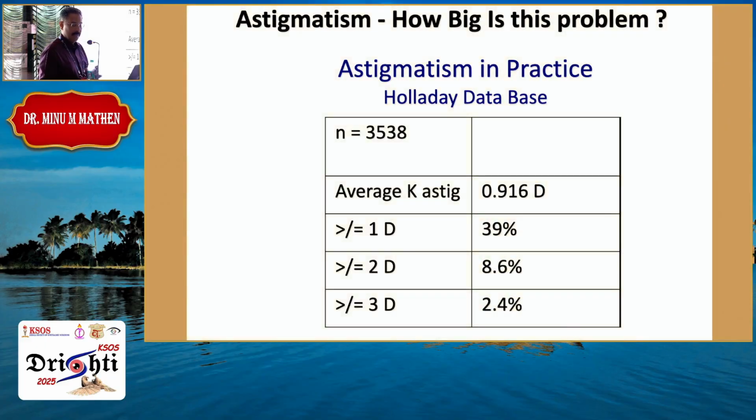So the problem actually is big. If you look at your K readings, you will definitely see that at least 80% of your patients will have more than 0.5. So we are talking about the refractive part of it. If you are talking about the refractive part, even something above 0.5 will be significant.